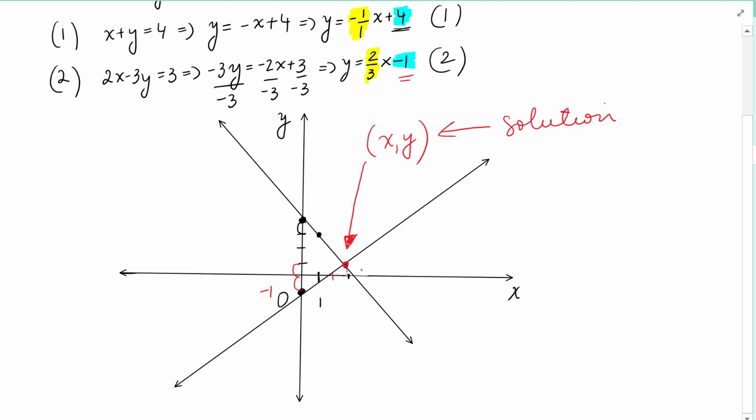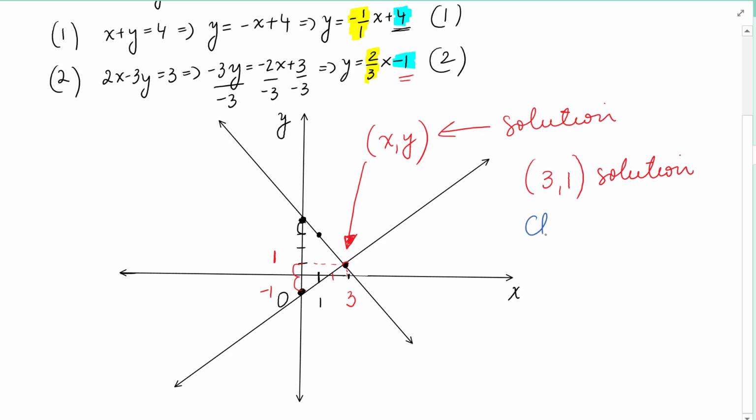It seems like this point, the x value is 3 and the y value is 1, so it seems like the pair 3, 1 is a solution. So just to be 100% sure, I'm gonna check if that's correct.